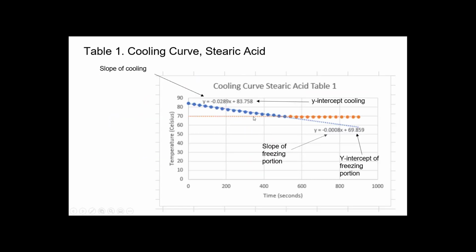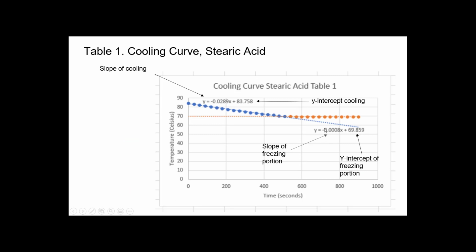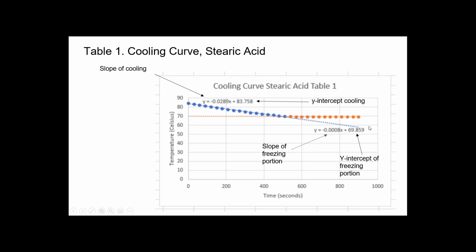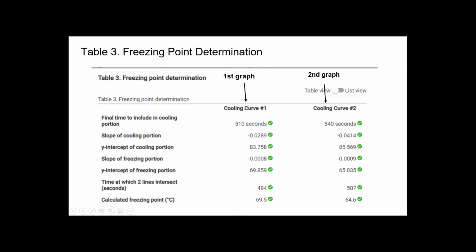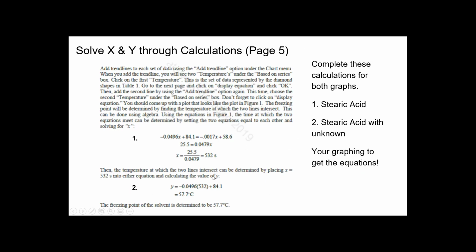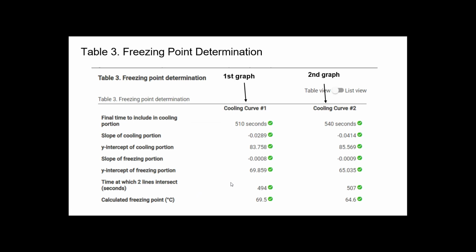And then my y-intercept is right here. You can see that there. My slope of freezing portion, so same graph, but now I'm taking my freezing portion, and then here is my y-intercept for my freezing portion. And then the last two are my calculated answers that I would have gotten from doing this here. So that's what these are. So you can answer all these.